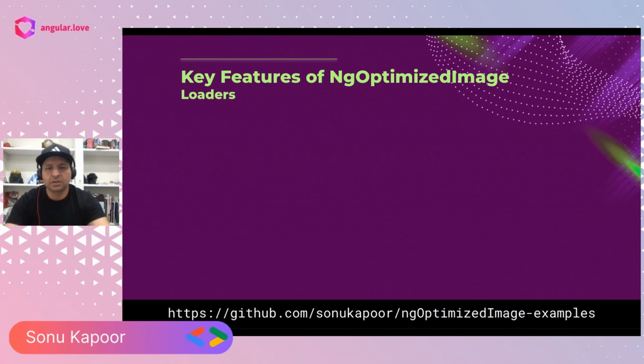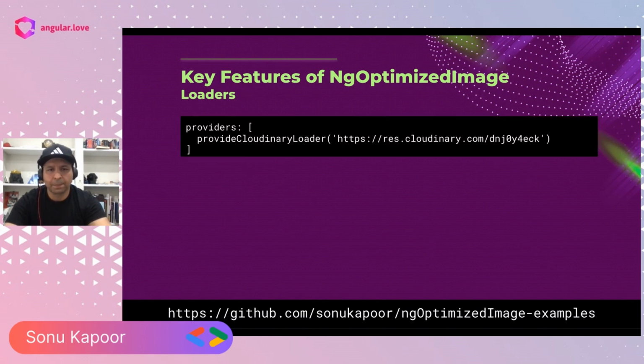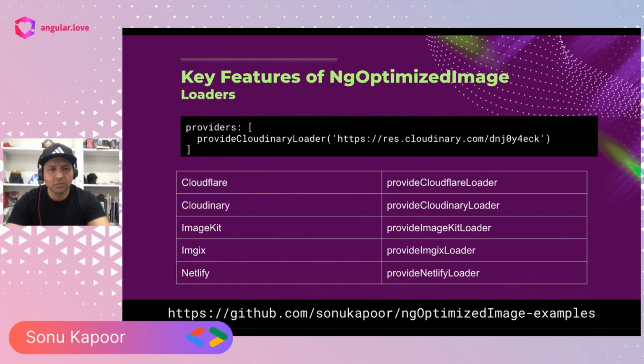And to use this, you need to set the loader in your providers array using the provide function. So here I'm using Cloudinary, right? And you would have to use the appropriate function for that. So Angular gives you 5 pre-configured loaders that you can use. And here's a list of providers in case you're wondering, right? But also, if you want to use your own provider, you can do that as well.